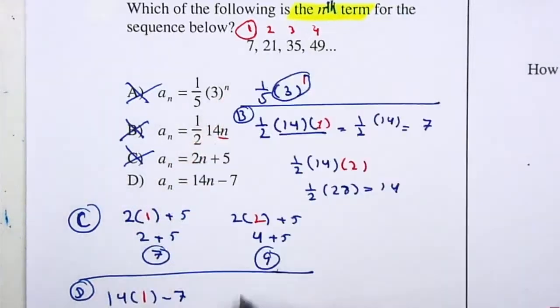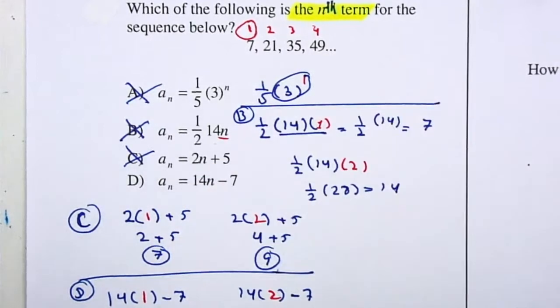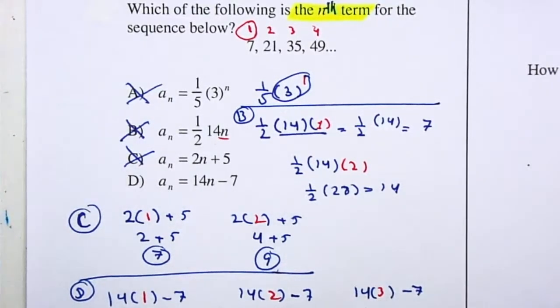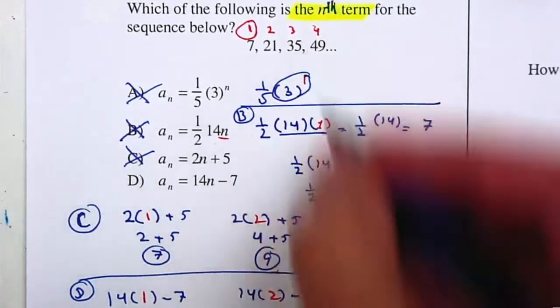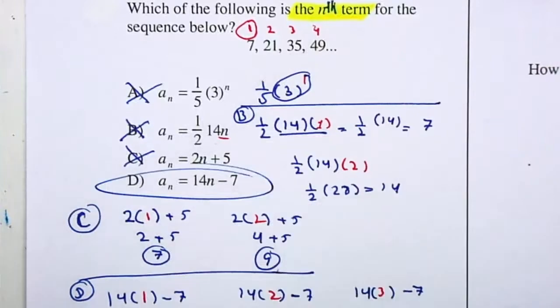Let me plug in a 2. 14 times 2 minus 7. 14 times 2 is 28. Minus 7 gives me 21. So that works for the second one. Let me try the third one. 14 times 3 minus 7. 14 times 3 is 42. Minus 7 gives me 35. So it works. And if I plug in a 4, it also gives me 49. So therefore my answer is letter D.